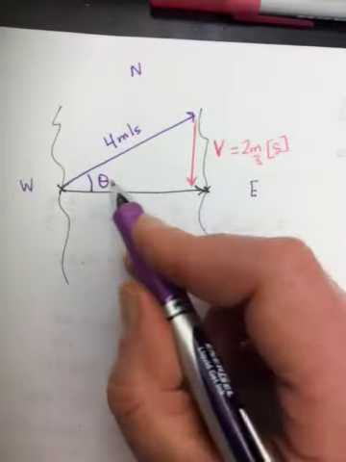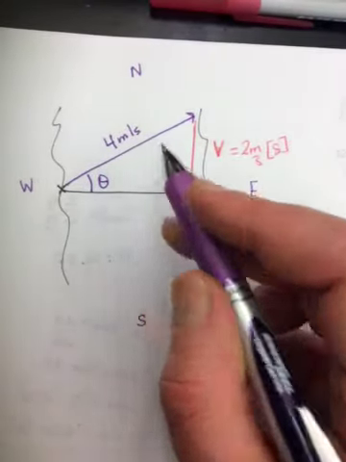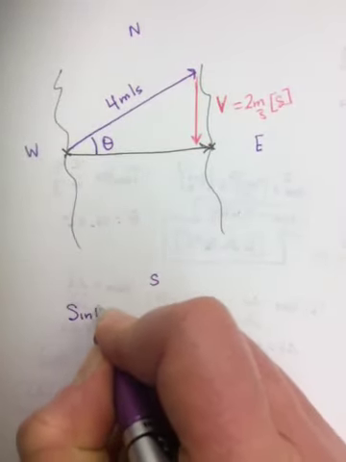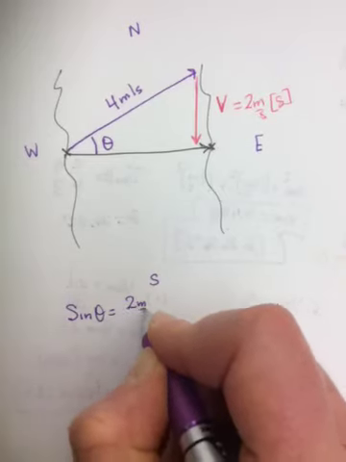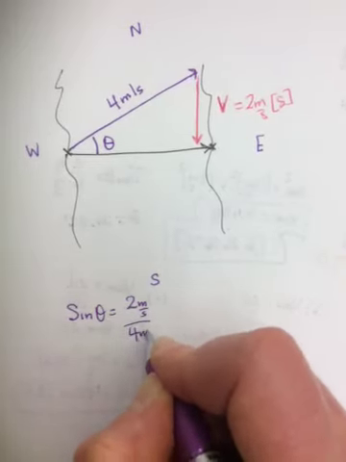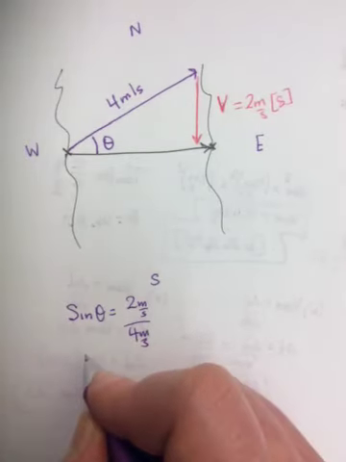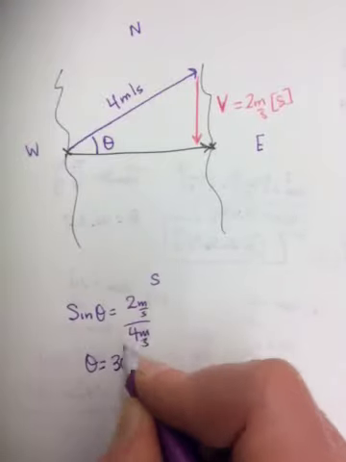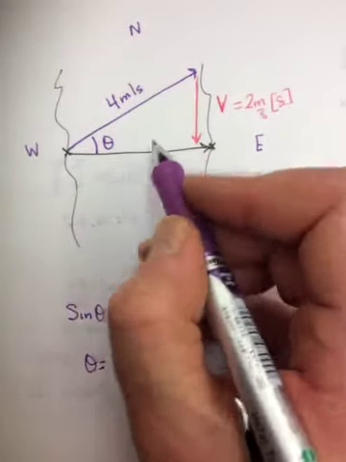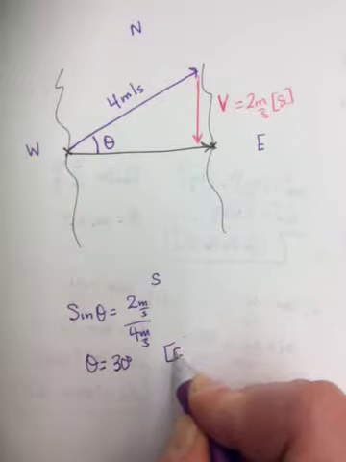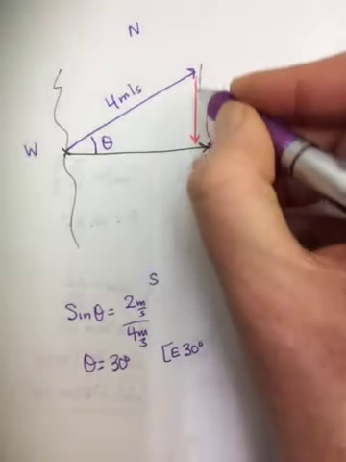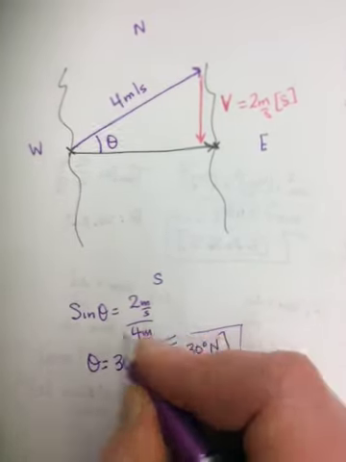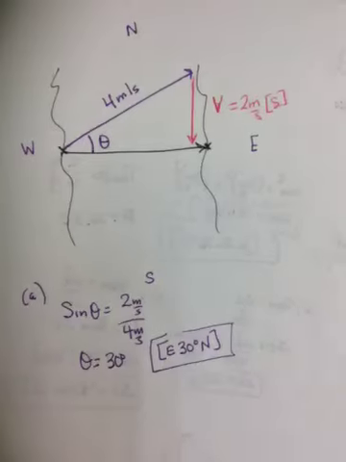You can find it. It's a right angle triangle. You have the opposite side and you have the hypotenuse. So you can just use sine theta is equal to 2 meters per second over 4 meters per second. That's 0.5. So inverse sine of 0.5 should be 30 degrees. Which way are we measuring off of? East, 30 degrees. Which way do you have to head? North. So for part A, the answer is east 30 degrees north.